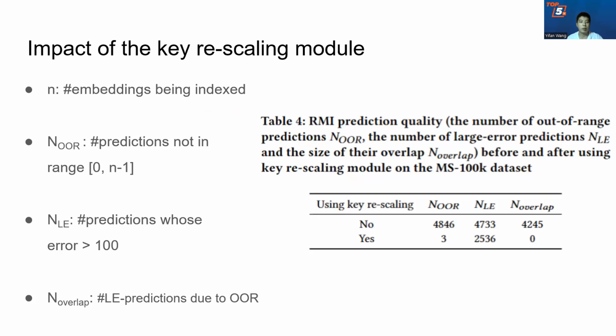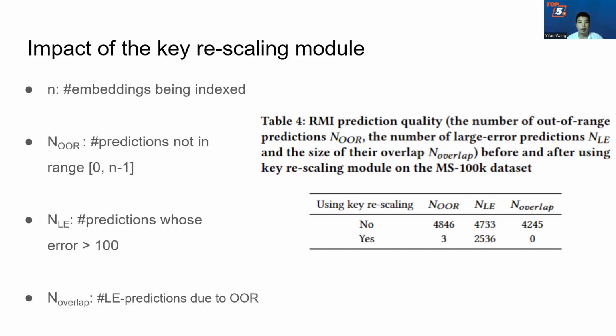And then is the impact of the key scaling module. So here we define three kinds of predictions. The first is out-of-range predictions. These are predictions that are not in the range 0 to the number of embeddings to be indexed. And the second is the large error predictions, whose error is larger than 100. And the overlap predictions are the overlap between the above, that is, the large error predictions caused by being out of range.